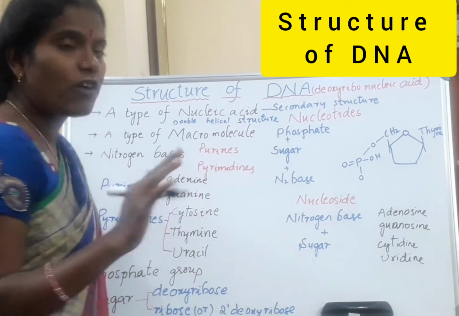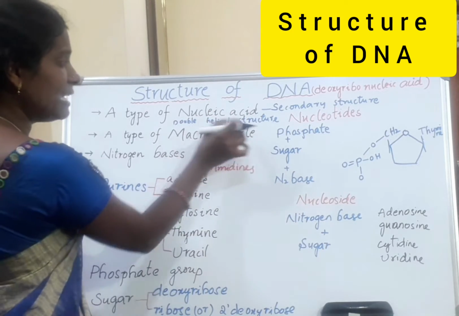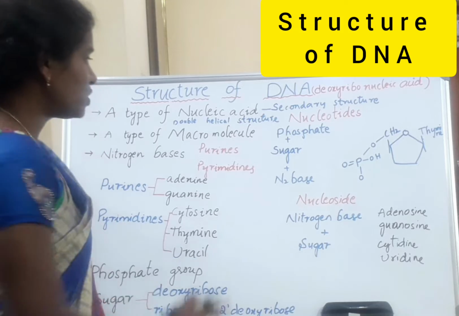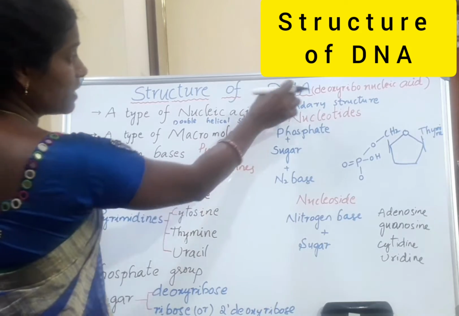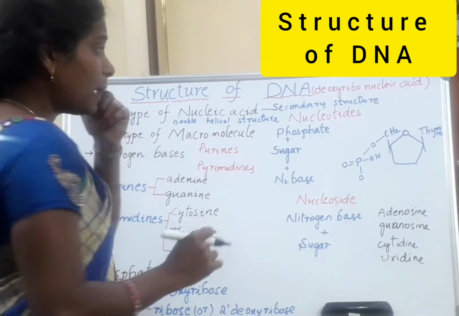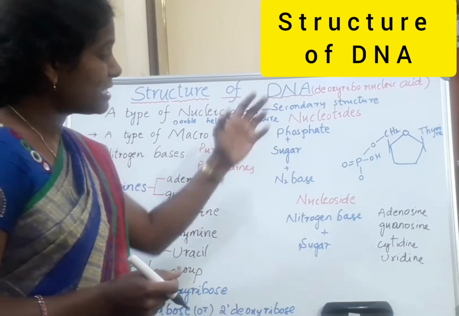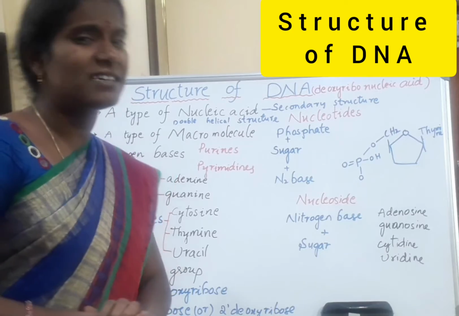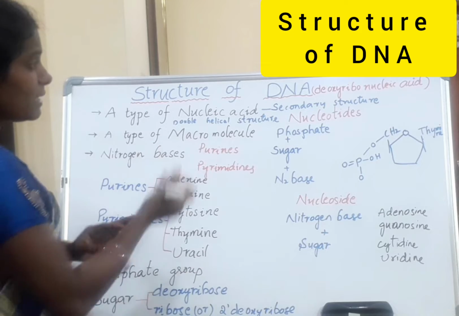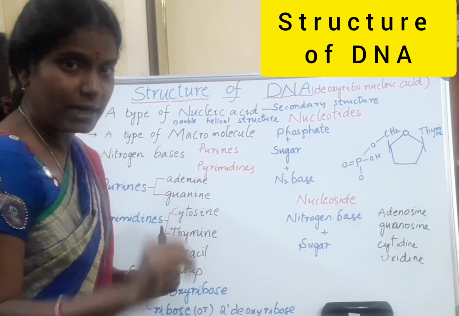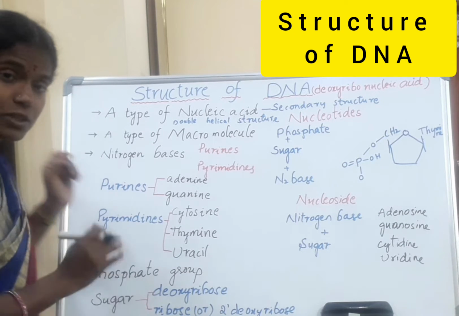Nucleic acids are of how many types? Two types. DNA consists of a double helical structure. This double helical structure was proposed by Watson and Crick. If we observe the DNA structure, it consists of nucleotides and nucleosides. What are they actually? Let us see. Inside the DNA, if we observe, it consists of three components.